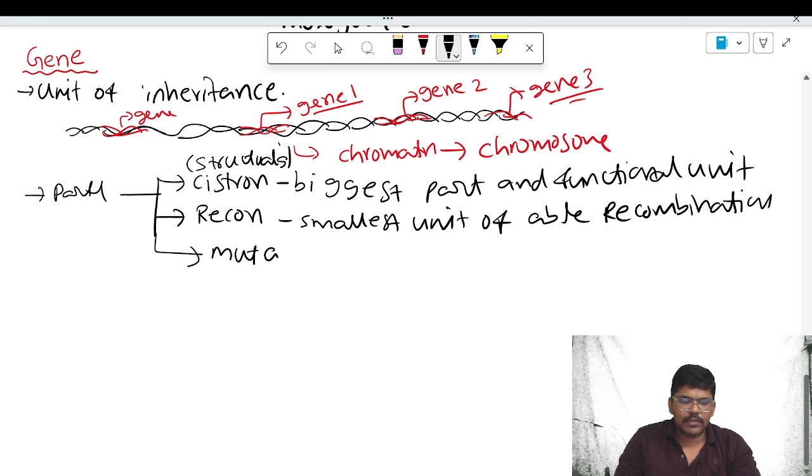Then there is another one, the muton. The muton is the mutation unit. It is able to mutate. The mutation unit is the muton. Those are the different parts of the gene.